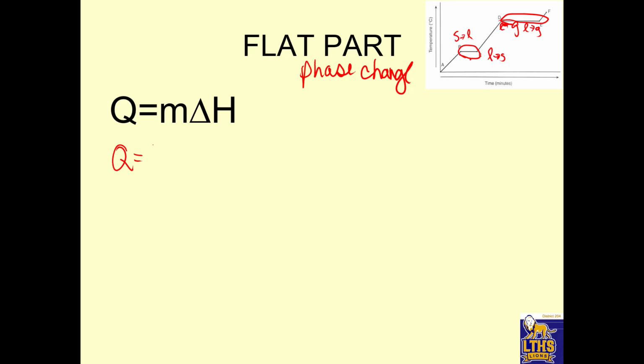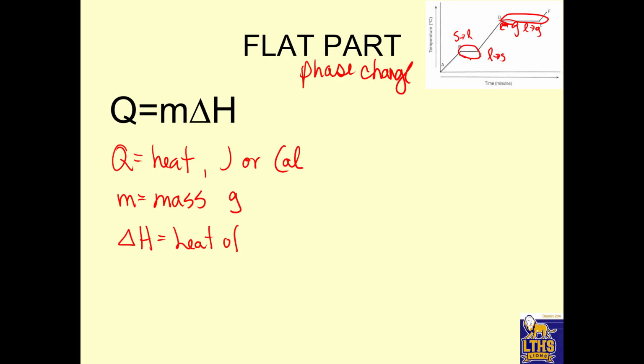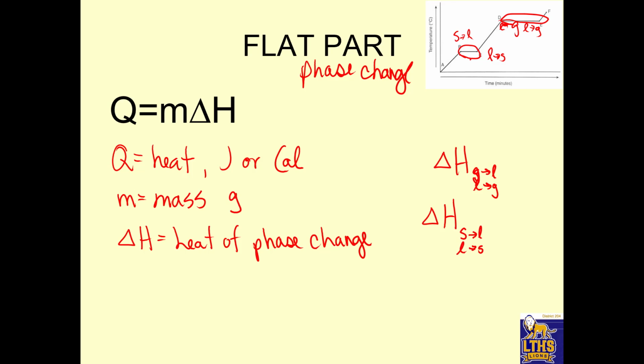Right? So we need Q, we need heat again. M is going to be mass again. So heat is going to be joules or calories. Mass is going to be grams. Delta H is the heat of phase change. Okay. So this is not a difference. This is just a symbol for the heat of the phase change. So we could have the phase change from solid to liquid, liquid to solid, or we can have the phase change from gas to liquid or liquid to gas. Right? So there are two kinds of phase changes. We have the low phase change and the high phase change. All right, so that's going to be joules per gram or calories per gram.